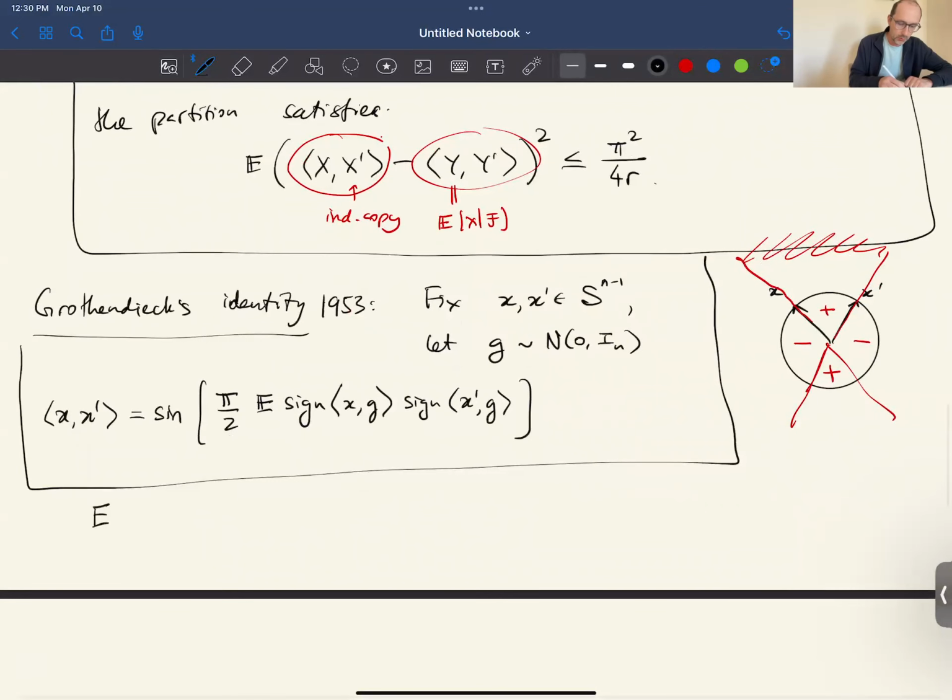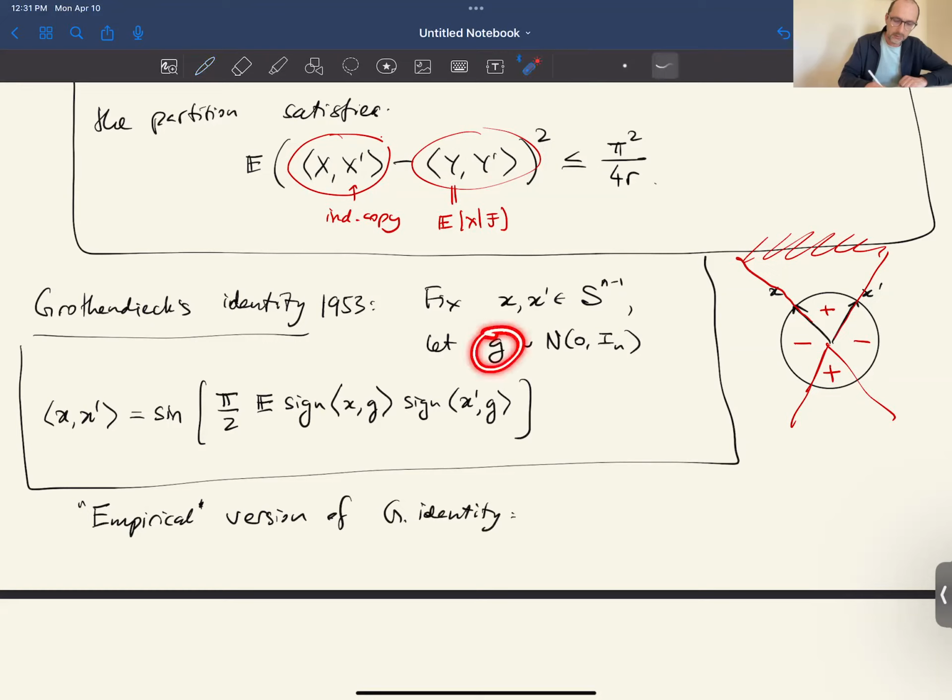Okay, so we will now use the empirical version of Grothendieck's identity. By that, it's just a fancy way to say that instead of sampling from one Gaussian and taking the population expectation over all Gaussians, I'll take a finite sample of Gaussians, r of them specifically. And instead of taking the population expectation, I'll take the empirical expectation on the sample.